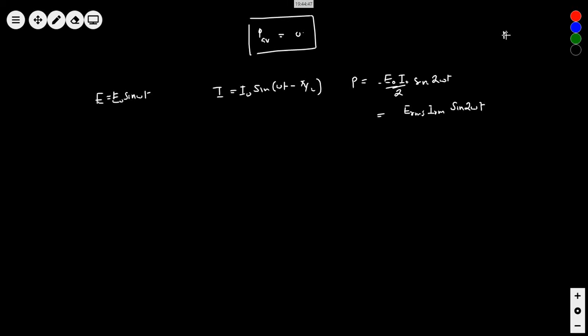How can I write? Because E naught by root 2 into I naught by root 2 - this 2 can be written as E naught by root 2 into I naught by root 2, which is 2 only. So we can write like this, and there is a minus, right? These two are peak values. This is the RMS value, correct? This is the RMS value. So let's see, if I plot the graph now, what do I see?